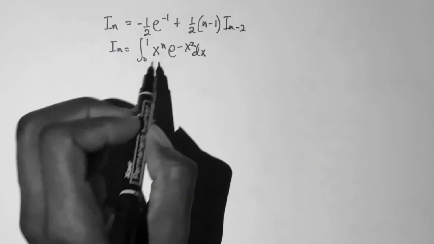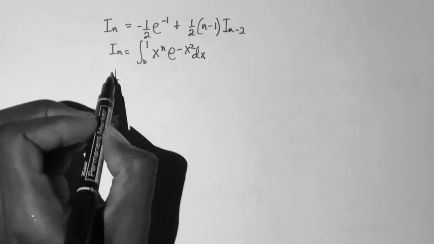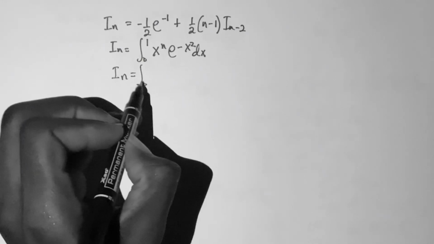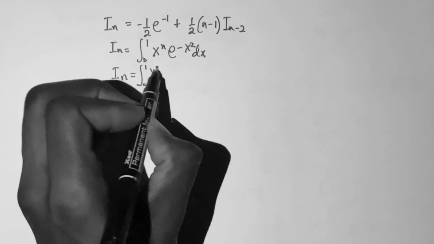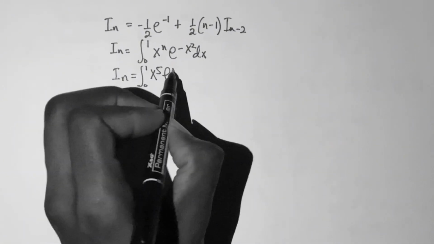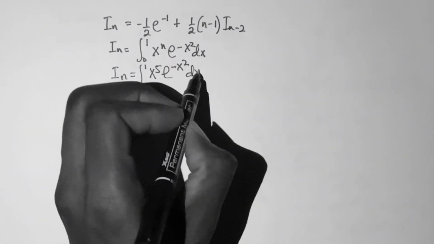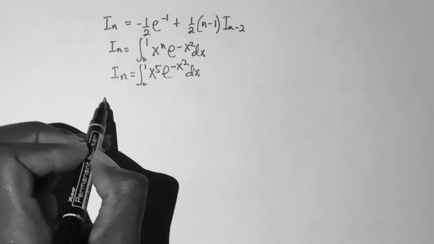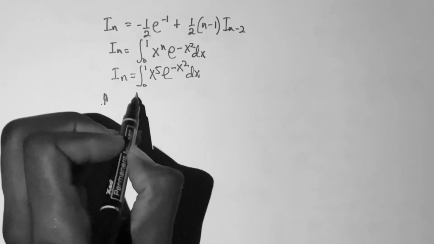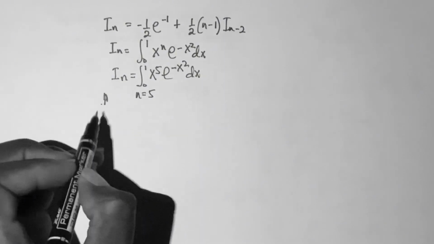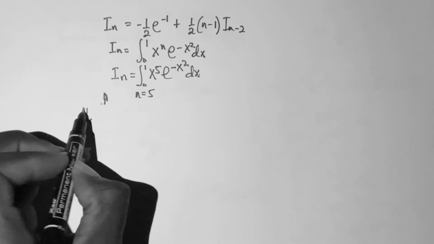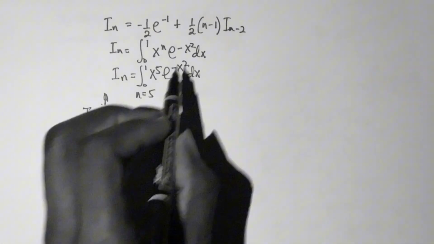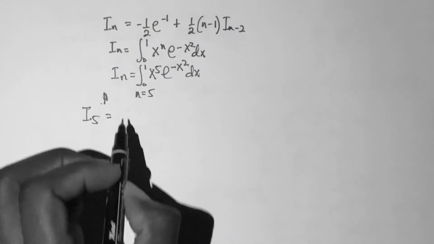However, we're looking for the case where I of n is equal to the integral from 0 to 1 of x^5 e^(-x^2) dx. This is what we are given in the question. So it means that we are talking about the case where n is equal to 5. So if n is equal to 5, we are talking about I of 5. So for I of 5, we just need to put it in this equation.